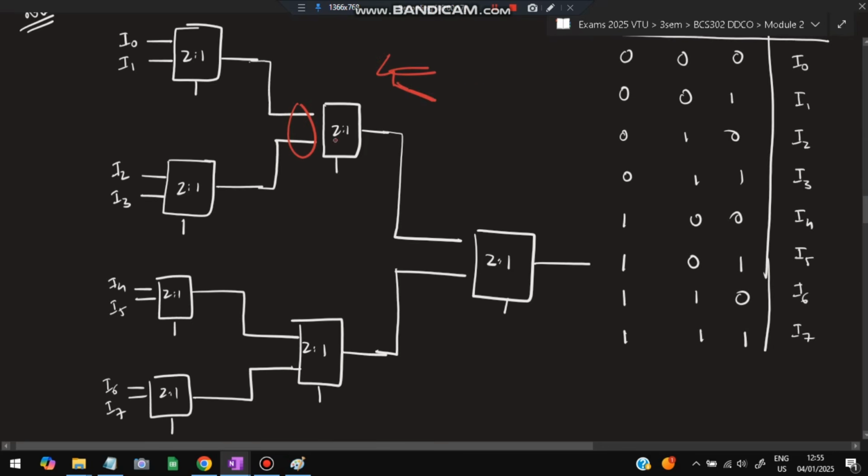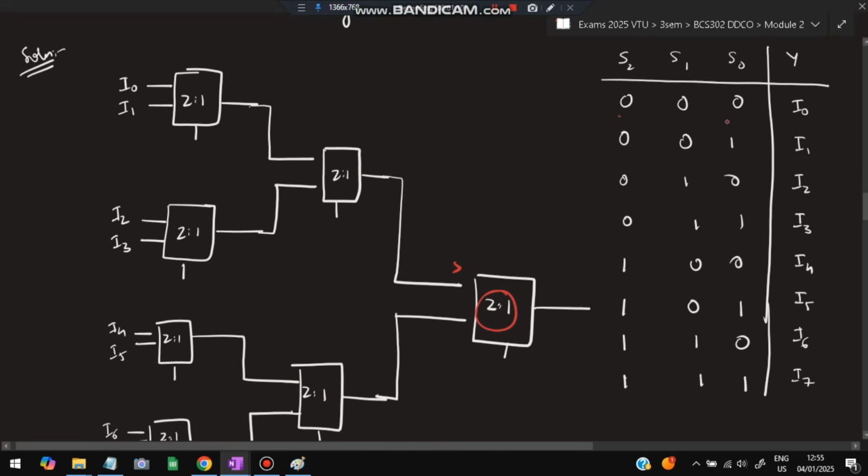So 2 inputs will be going from here, again 2:1, and 2 inputs will be going from here, 2:1. Again we have 2 outputs here, that will be taken as input for the next mux, and another 2:1 mux we have to write here. And the truth table we will make as follows: 0 0 0 it will be I0, 0 0 1 it will be I1, and so on. All these things correspond to the output.